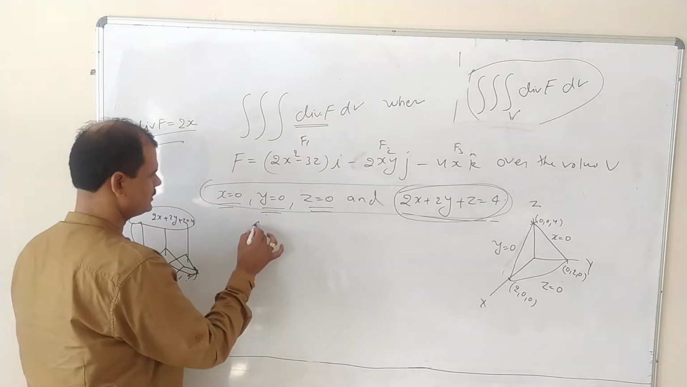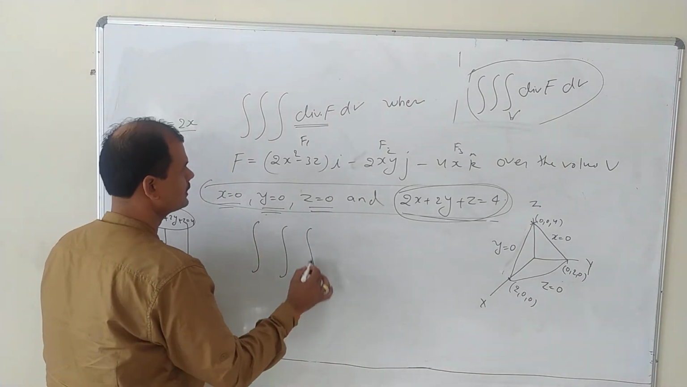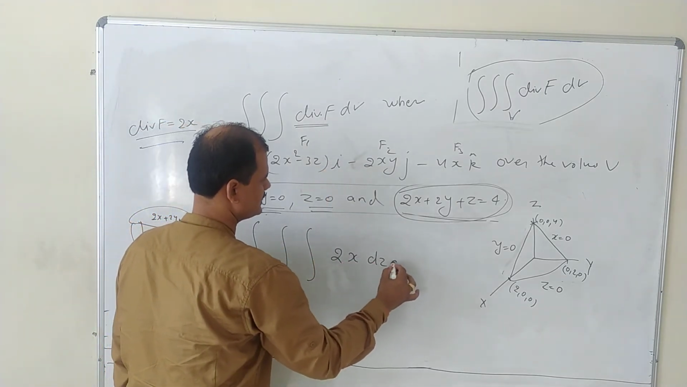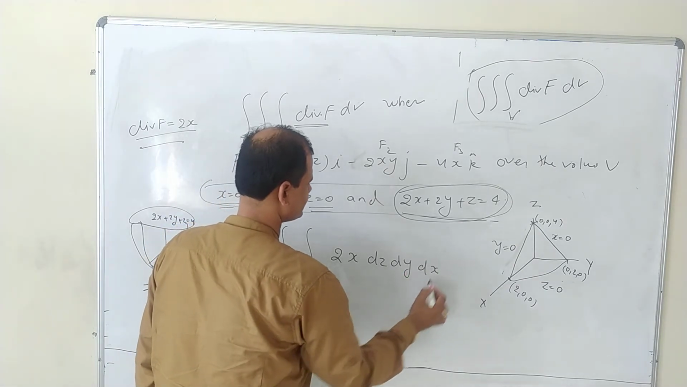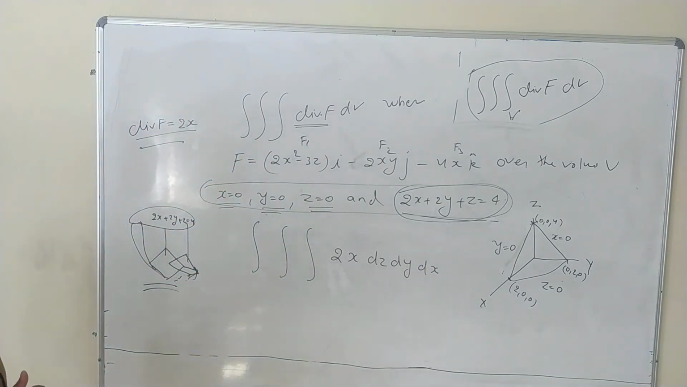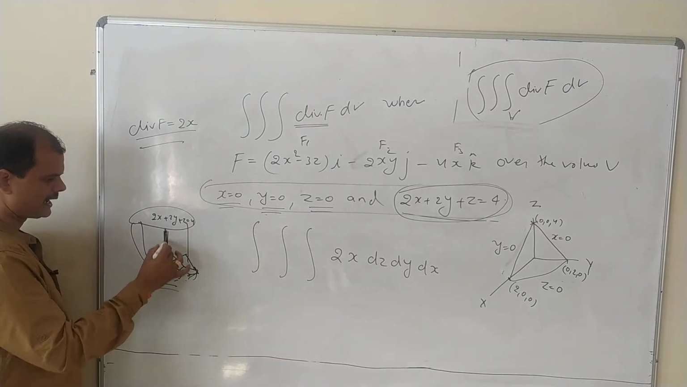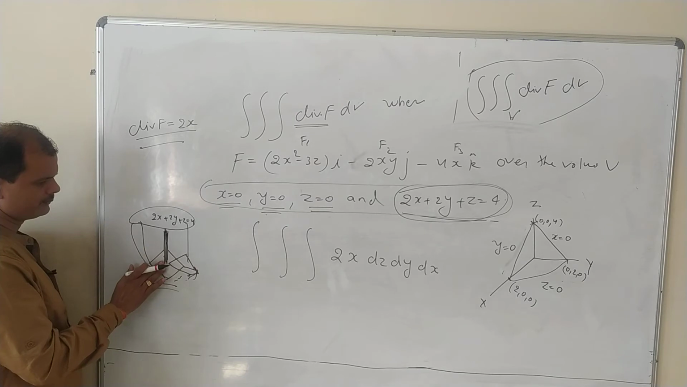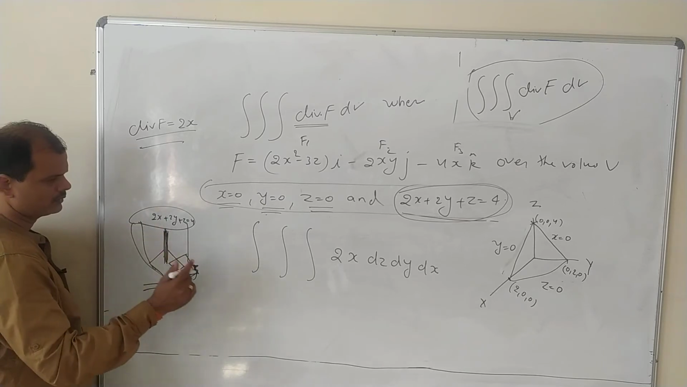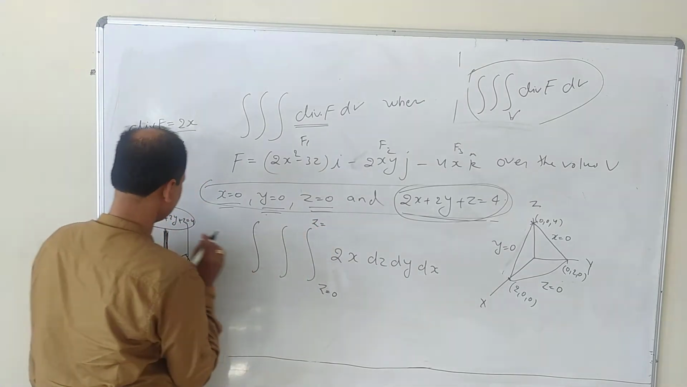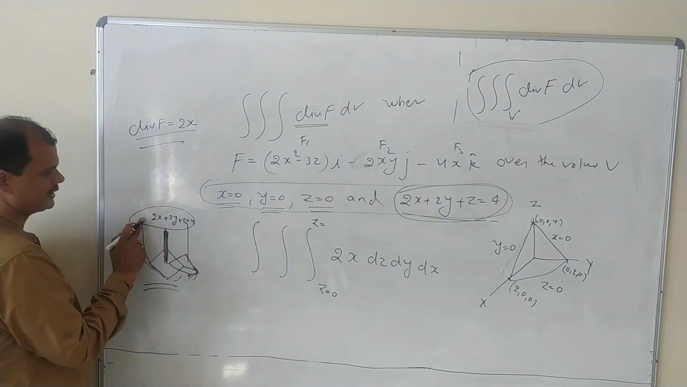So now what are your limits? We have divergence of f, that is 2x, and dz dy dx. Now the z limit. We will have a pyramid-like shape, and if you take the projection of this on the xy plane, z goes from 0 to that limit, a function of x and y, as I already told you.